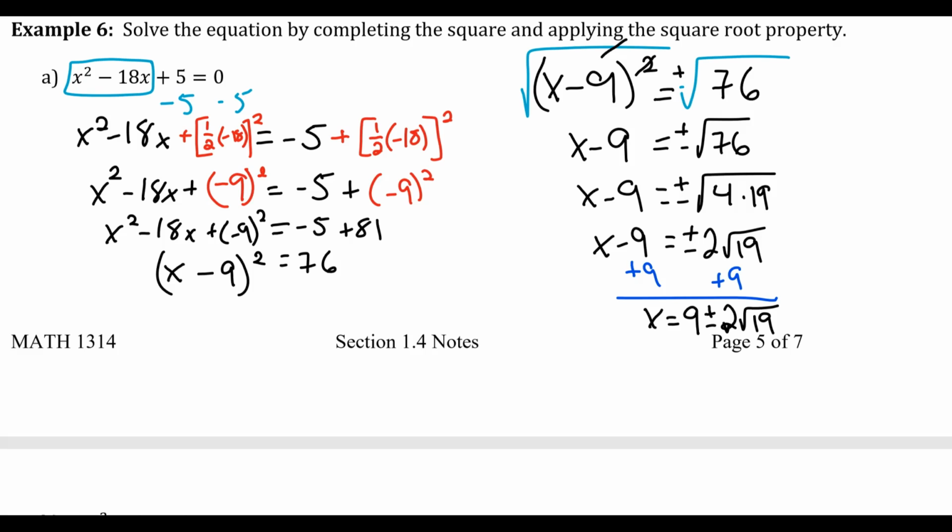So if you want to use this method, please come see me and I will go over additional problems to help you learn it. Like I said, this is a completely optional method. Okay?